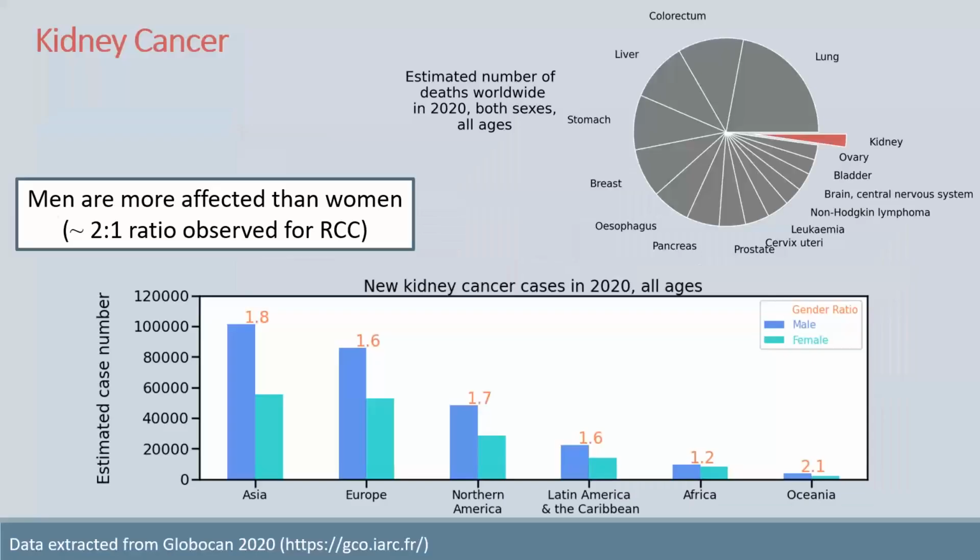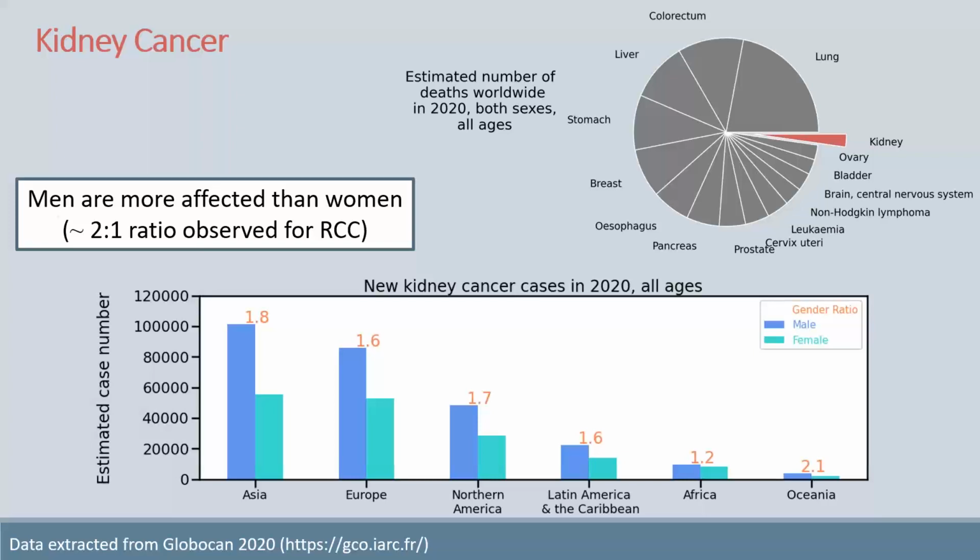So, kidney cancer is a disease of dysregulated cellular metabolism and is the 15th cause of cancer-related death worldwide. As you will appreciate from the bar plot of 2020 incidence data worldwide, men are more affected than women. In this plot, the gender ratio is shown for each of the 5 continents to highlight this fact.